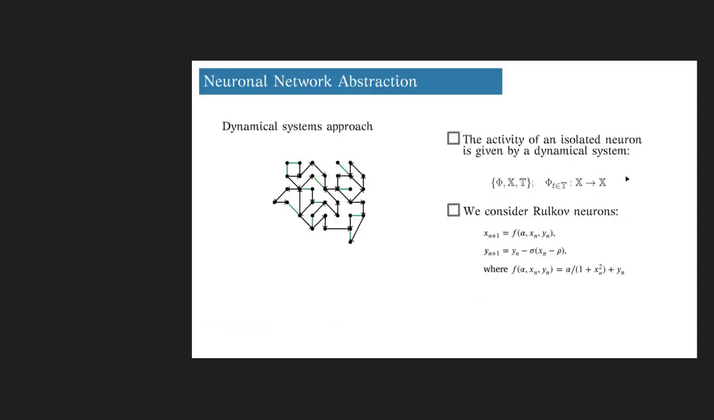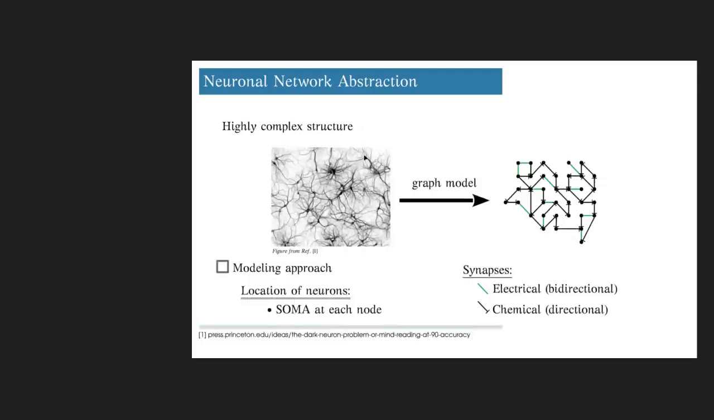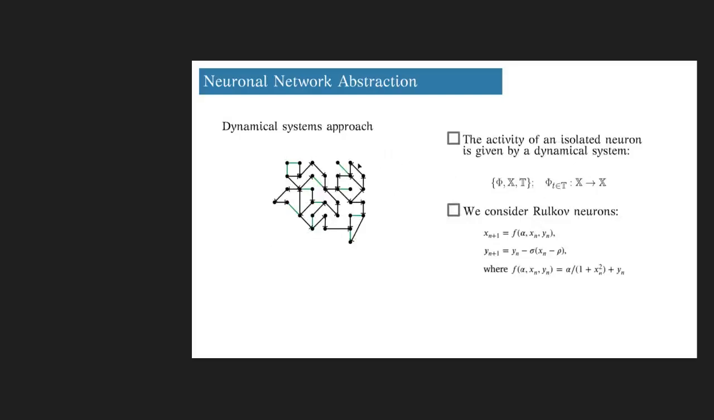This dynamical system models the activity of an isolated neuron. So first we start from a high complex structure and model it like a graph, locate the neurons in each node, attribute synapses, electrical or chemical, according to the edges of this network, and model each node, each neuron, as a dynamical system.